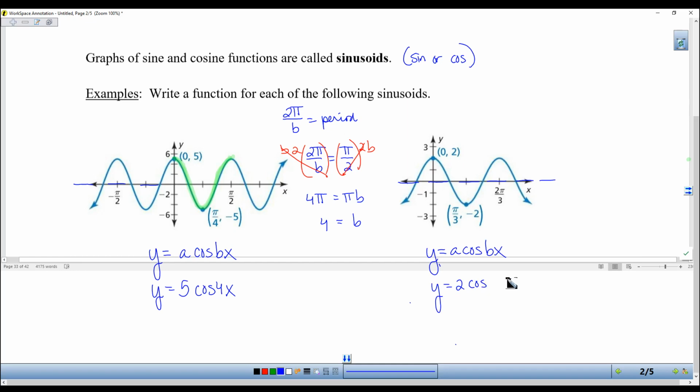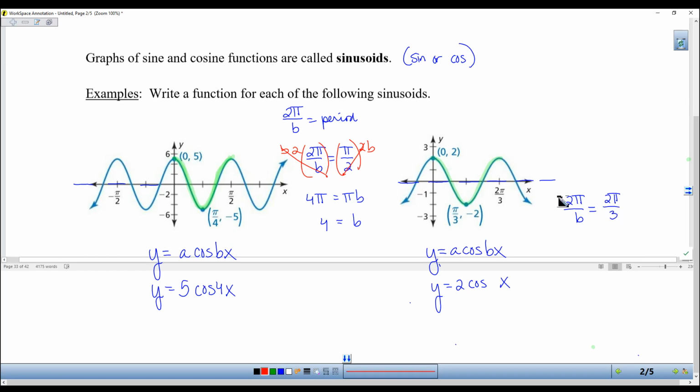I write cosine. I just need to find that b. So I write 2 pi over b is equal to the period of this function. So I just kind of sketch it out. I see where it starts, and when it gets right back to where it already was, that's 1 period. And in this case, that is 2 pi thirds. It finished by 2 pi thirds.